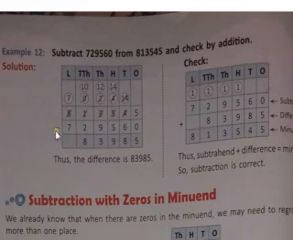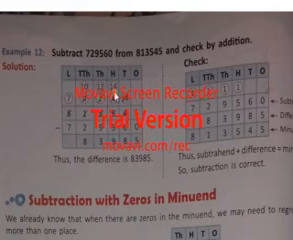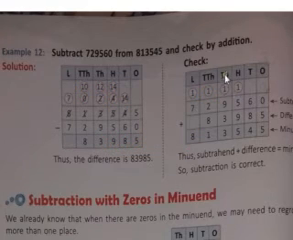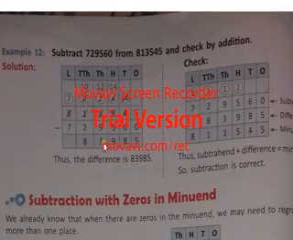This is the difference. And how to check? Simply you add the subtrahend and the difference. When we add the subtrahend and the difference and get the minuend, then it is correct. Let's see, the same thing has been done. Check. At first, what has been written? The subtrahend, that is 729560. Then after that the result, that is the difference, 83,985, written.